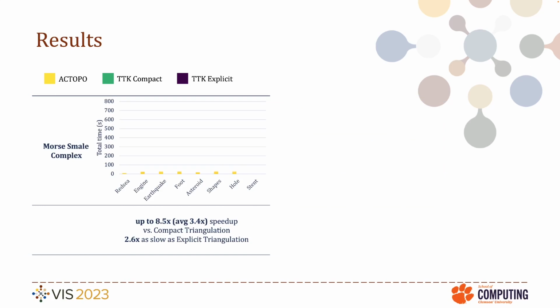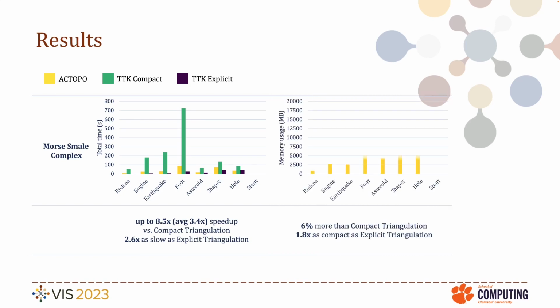When it comes to the plugin that is harder for the work producer to pre-compute, for example, the Morse-Smale complex plugin, even though it is 2.6 times as slow as explicit triangulation, it is up to 8.5 times as fast as compact triangulation, while on average it is 3.4 times. Regarding the memory usage, OCTOPUS only uses 6% more memory than compact triangulation, but it is 1.8 times as compact as explicit triangulation.